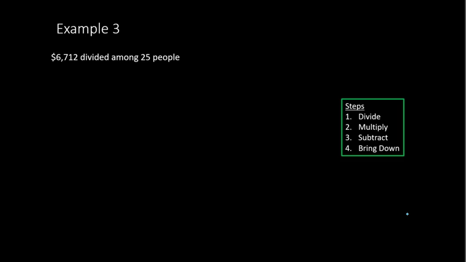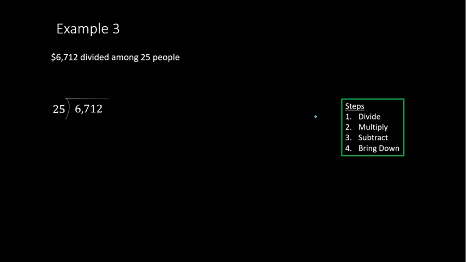Let's take a look at one more example. Here we have $6,712 divided among 25 people. So the word divide is right in there, right? You're dividing or separating to give to 25 different people. So we're just dividing the two numbers. So we divide 6,712 by 25.